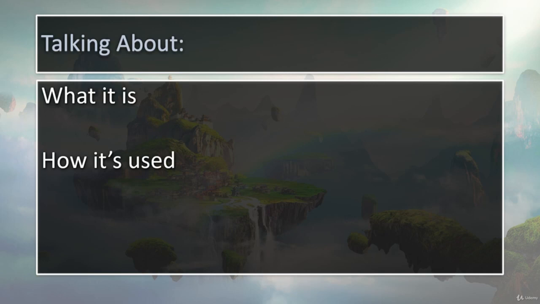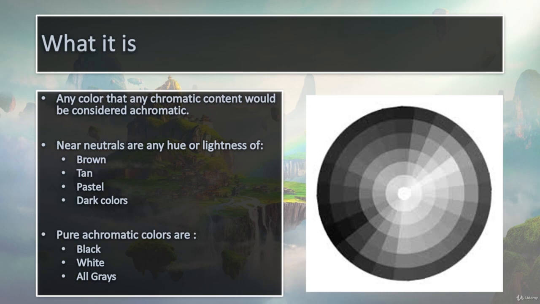So like the previous lecture, we'll talk about what it is and how it is used. So what is it? Achromatic is any color with little or no chromatic content. What I mean by this is that near neutrals of any hue or lightness, such as brown, tan, pastel, and dark colors, would all be considered achromatic. But pure achromatic colors are black, white, and all grays. Looking at the image on the right, this is pretty much the spectrum of colors used for achromatic. So this is no color.